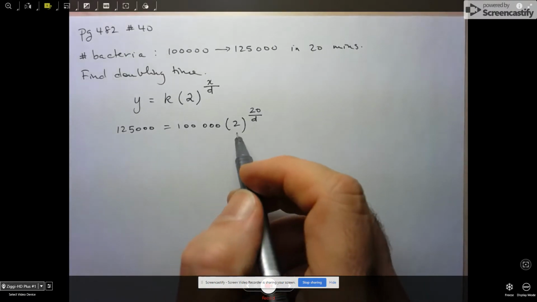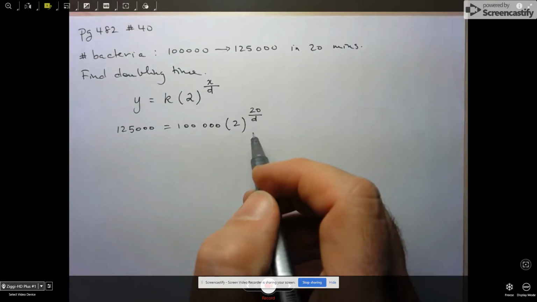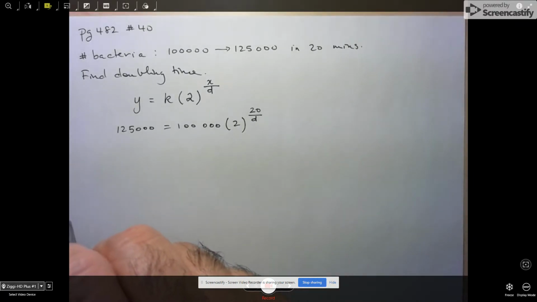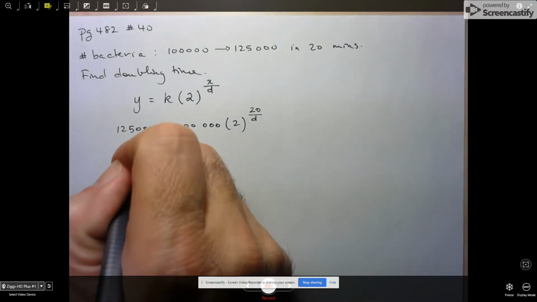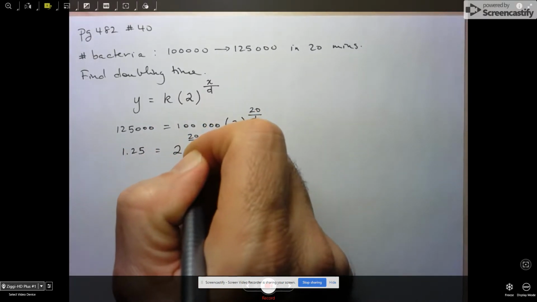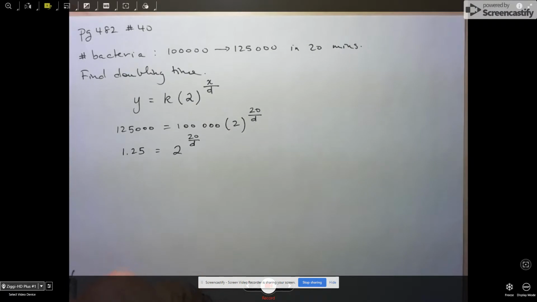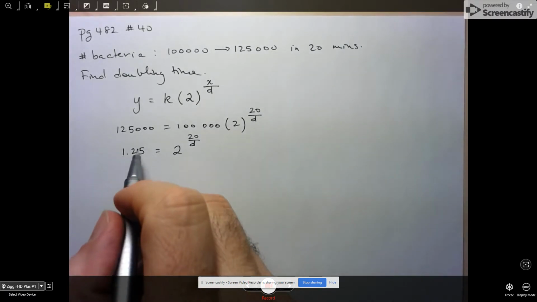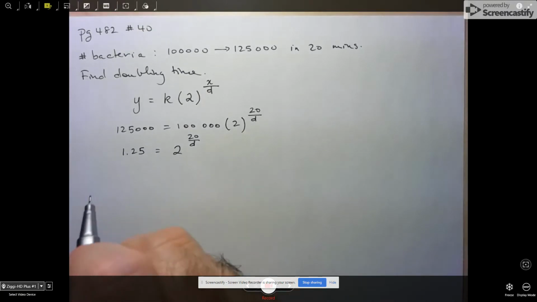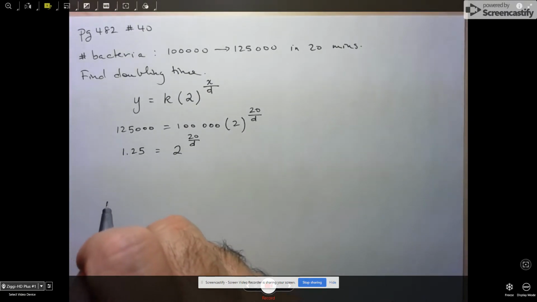So the first thing we have to do is isolate the exponential expression. Easy to do here because all I have to do is divide both sides by 100,000. I end up with 1.25 on the left equals 2 to the 20 over d. Exactly what I was hoping to get. Now, because 1.25 is not a power of 2, I'm going to have to use logarithms to solve this. So I've got two ways I could do this.